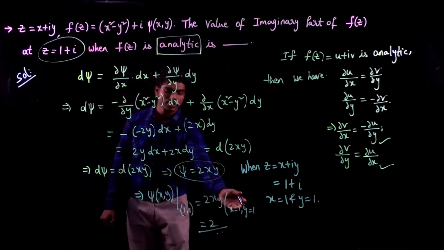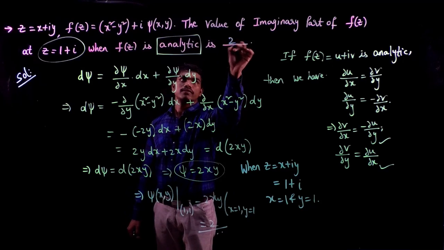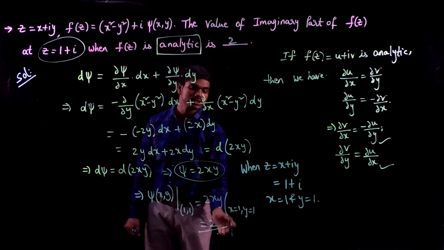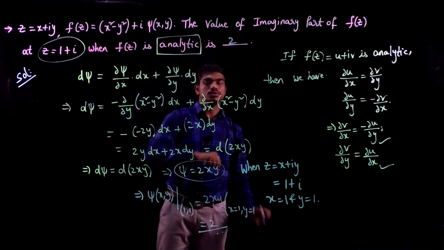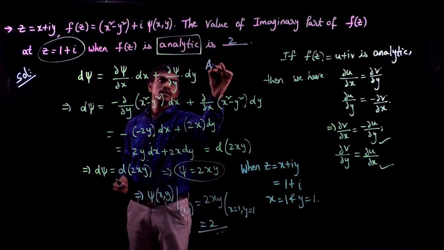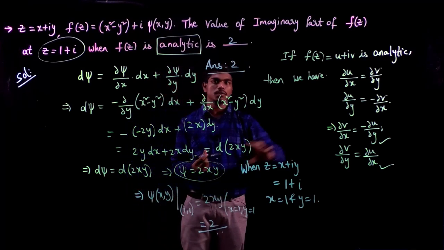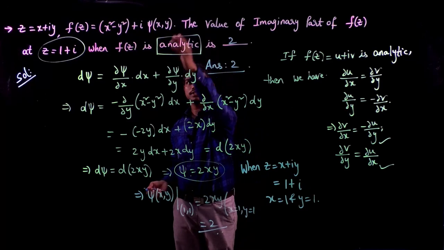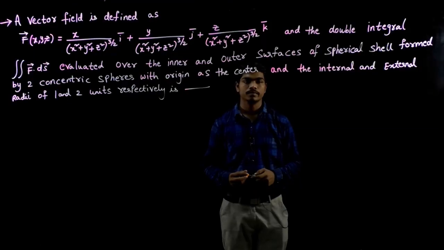So which means because when you put x is equal to 1 and y is equal to 1, this value is 2. So the value of this imaginary part of f of z, which is 2xy when x is equal to 1 and y is equal to 1, is 2. So the answer for this question is how much? 2. Okay. So here the simple logic is to apply the Cauchy-Riemann equations and to evaluate this function psi, which we want to evaluate. Okay. Thank you all.